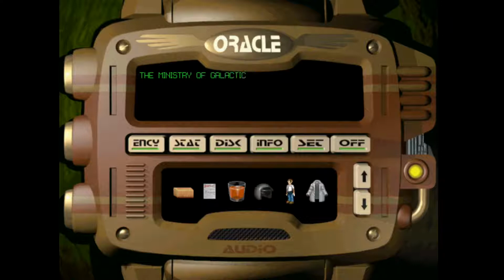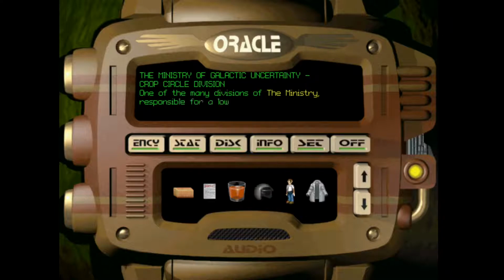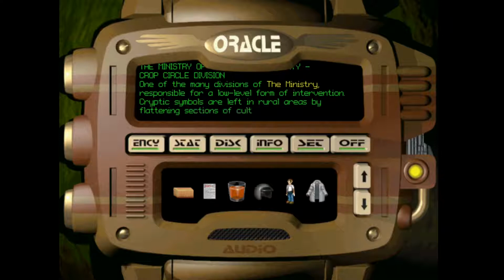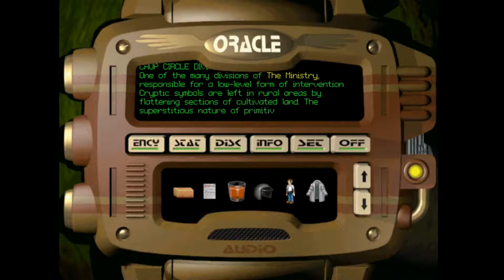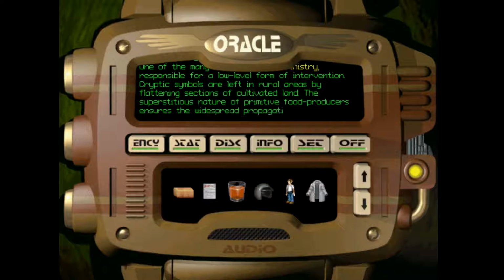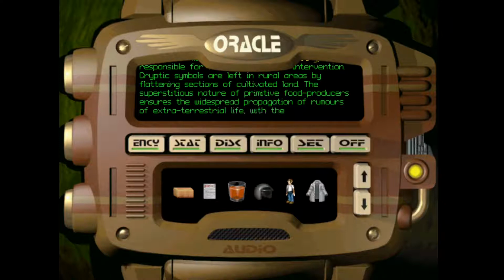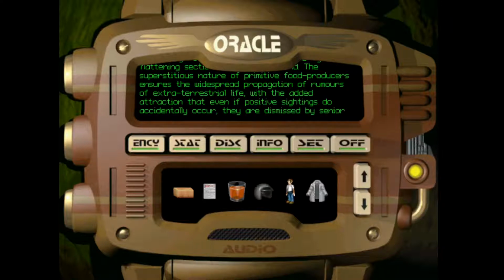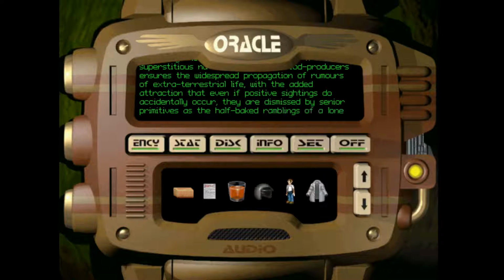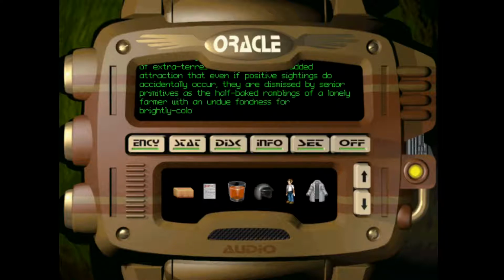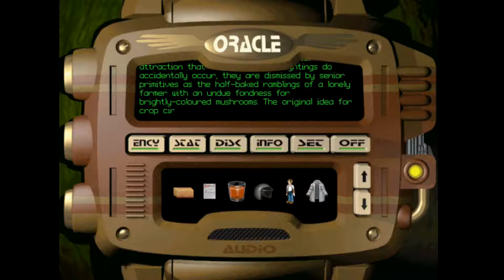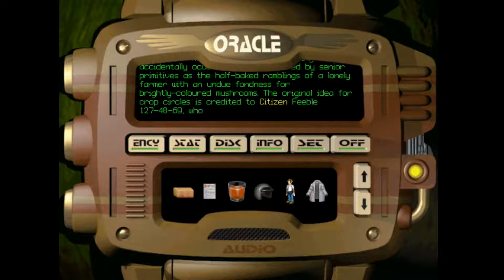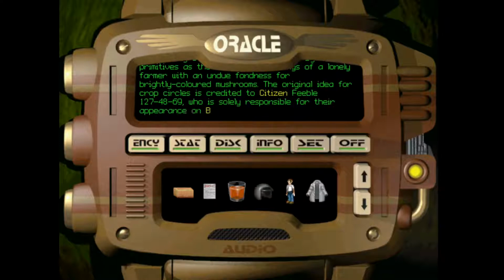The Ministry of Galactic Uncertainty, Crop Circle Division. One of the many divisions of the Ministry responsible for a low-level form of intervention. Cryptic symbols are left in rural areas by flattening sections of cultivated land. The superstitious nature of primitive food producers ensures the widespread propagation of rumours of extraterrestrial life, with the added attraction that even if positive sightings do accidentally occur, they are dismissed by senior primitives as the half-baked ramblings of a lonely farmer with an undue fondness for brightly coloured mushrooms.